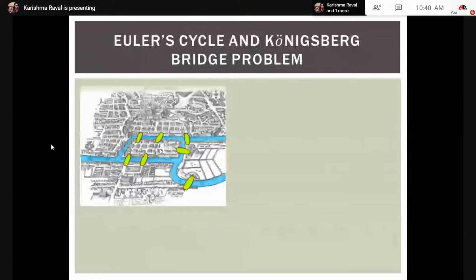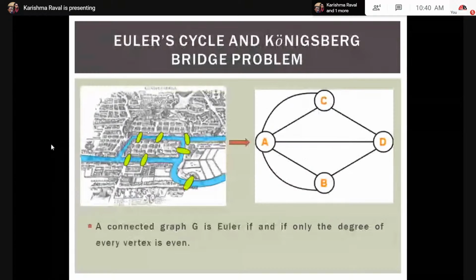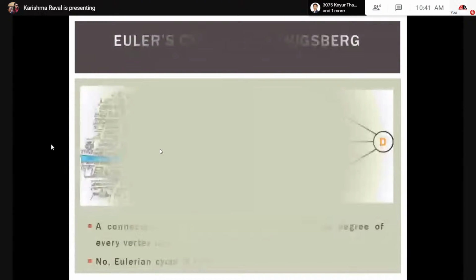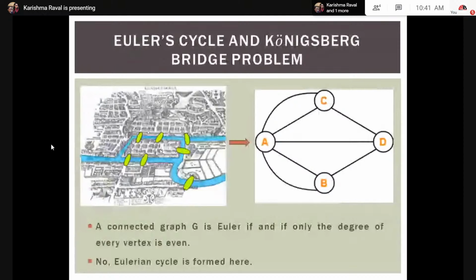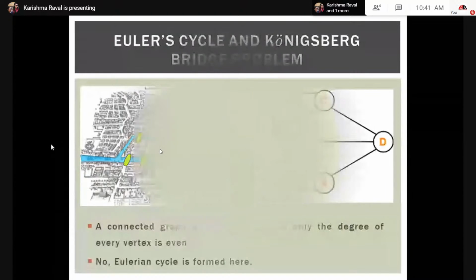Now comes the bridge problem. So this was the figure which you saw in the very first slide. This has now been redrawn as A, B, C, D, where A, B, C, D represent the regions to reach by crossing the bridges. All the edges are the bridges. So now Euler gave the result that there is no such Eulerian cycle because a connected graph G is Eulerian if and only if the degree of every vertex is even. You can see here there is no even degree vertex and so there is no such cycle formed.